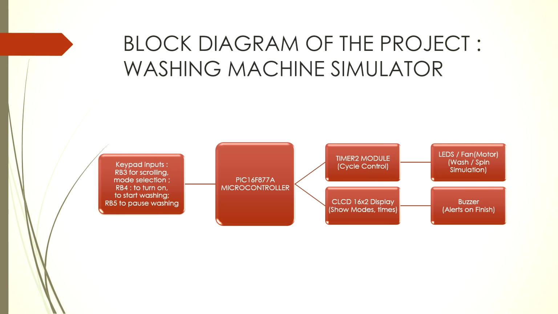Then all these keypad inputs are received by the microcontroller PIC16F877A, using the Timer 2 module, which is used for cycle control, and the CLCD, which is a character liquid crystal display, a 16x2 display used for showing modes as well as times. Then using the LEDs and fans, that is motor, we simulate washing as well as spinning methods. At last, when the program gets finished, we use a buzzer to alert on finishing the program.